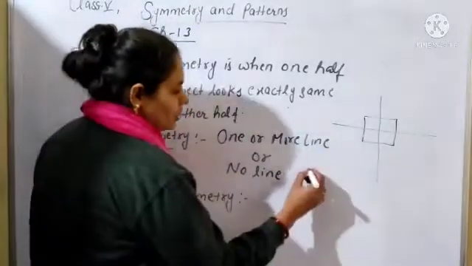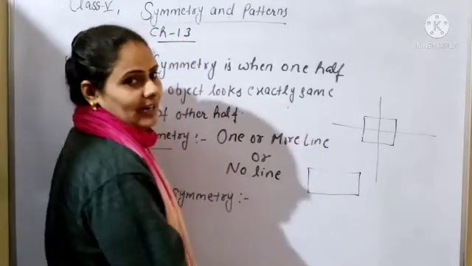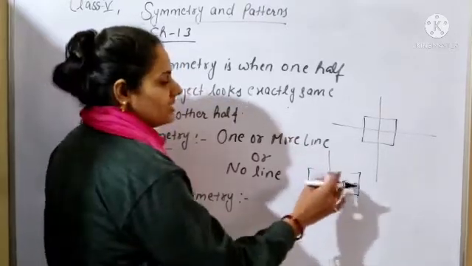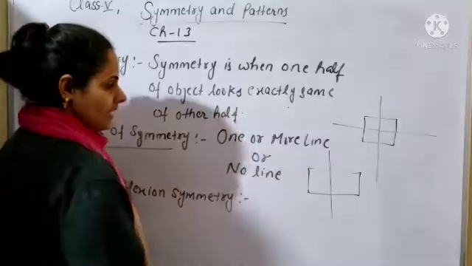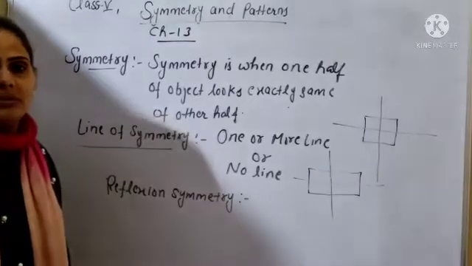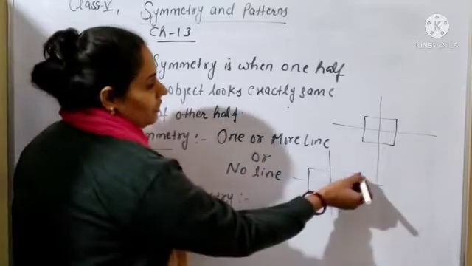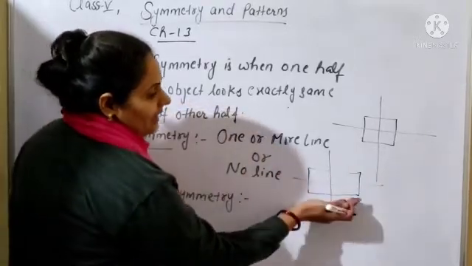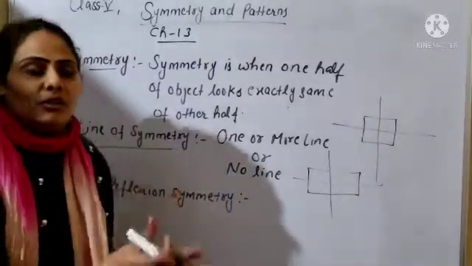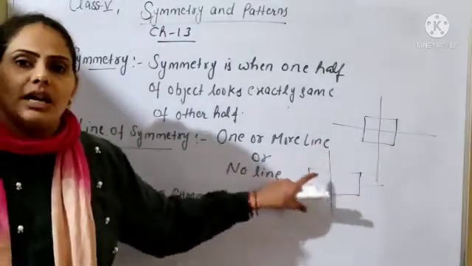For example, if you have the shape of a rectangle, how many lines of symmetry can you draw here? First, you can draw the vertical line of symmetry, and the left and right halves look the same. If you draw the horizontal line of symmetry, the upper and bottom halves will also be the same. But you can't draw more than two lines of symmetry in this figure, because if you draw a line along the diagonal, the two parts will not be the same, as they will not overlap one another. So here only two lines of symmetry are possible.